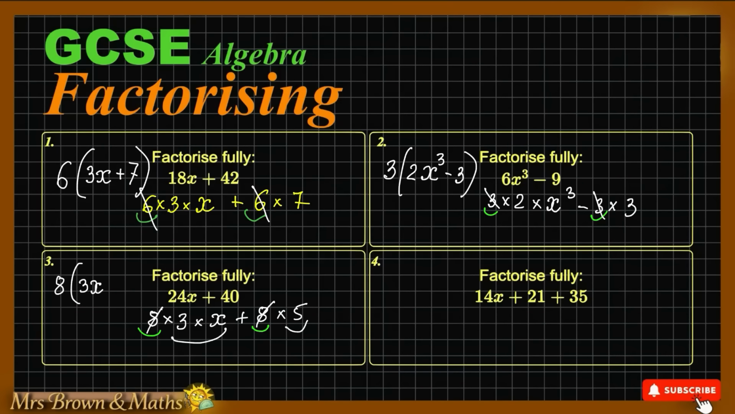Question 4. It's a bit longer one, but principle is the same. All three numbers can be divided by 7. So I will rearrange. 14x becomes 7 times 2, still times x. 21 is 7 times 3, and 35 is 7 times 5. Final answer is 7 brackets 2x plus 3 plus 5.